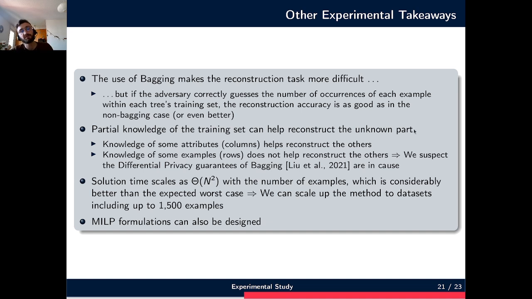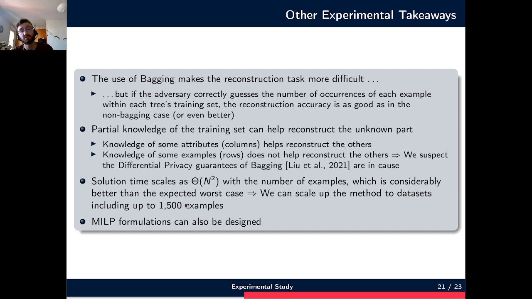We also performed partial reconstruction experiments, so we assumed partial knowledge of the training set, and we tried to reconstruct the remaining attributes or examples. We observed that if some attributes are known, which may correspond to the case where some attributes correspond to public information, it helps reconstructing the others, but when some examples are known, it doesn't really help reconstructing the others, and again it may be due to the fact that bagging provides a form of differential privacy protection.